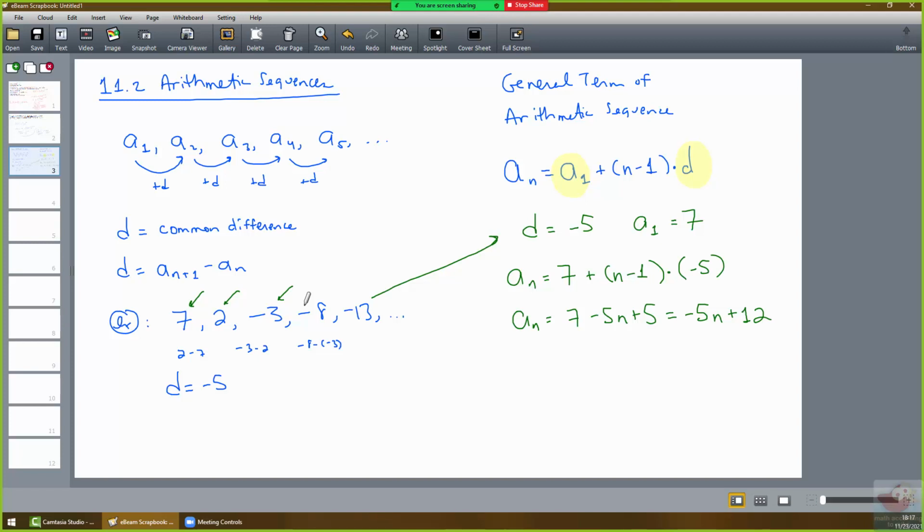Remember, a sequence is a function, a very specific type of function. What type of function does this look like? How would you classify that?